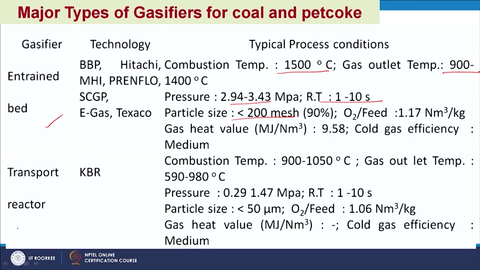Now, we see the transport reactor; it is in between. The temperature is 900 to 1050 degree centigrade, gas outlet temperature 590 to 980, and residence time 1 to 10 seconds, just like your fluidized bed, and the size is less than 50 microns. So, we do not need 200 or 70 microns; it has a 50 micron size.